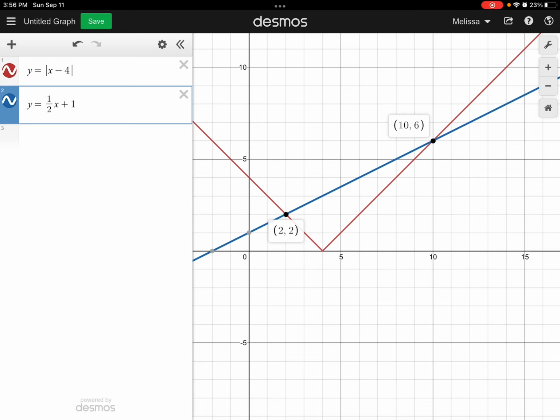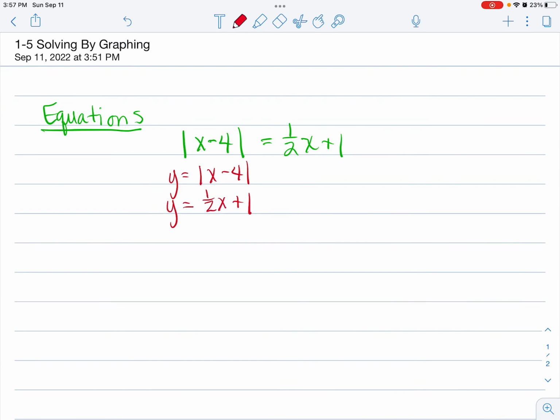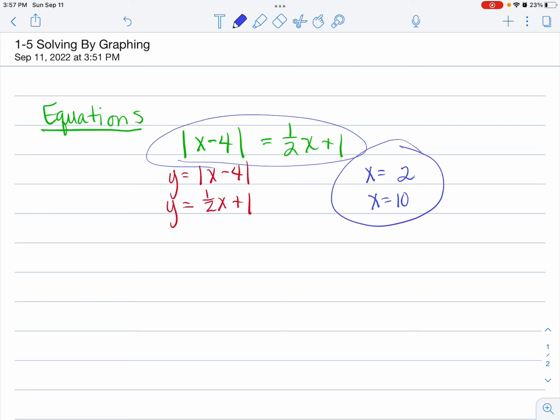Now remember, what we're looking for is the value of x, right? We're solving. We chose to add in the y value so that we could graph it. So all we're looking for are the x values, which happen to be 2 and 10. So if I were to solve this one by hand, going back to my original equation, this one right here, if I were to do it the way that we learned to last year, the solutions would be x equals 2 and x equals 10. So see, that's pretty nifty, and we like being able to use our graph.